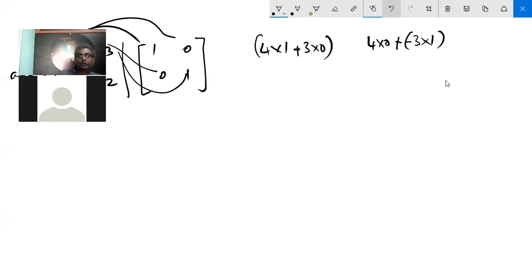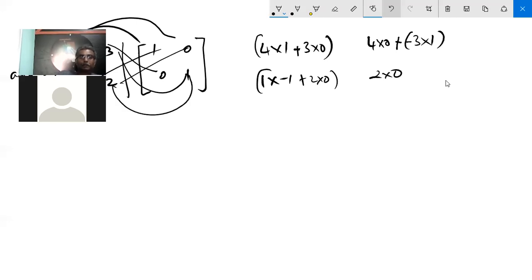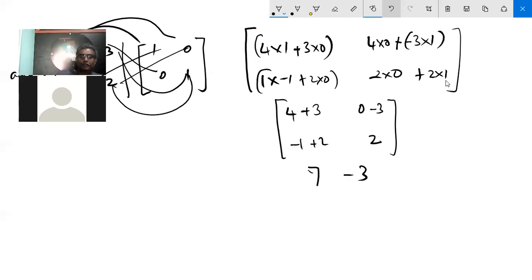Okay. 4 into 0. Next is 1 into minus 1 plus 2 into 0. After the 2 into 0 plus 2 into 1. இது வந்து 4 plus 3. இது வந்து 0 minus 3. இது வந்து minus 1 plus 2. இது வந்து 2. Yeah. 7 minus 3, 1, 2. இது வருது இது.